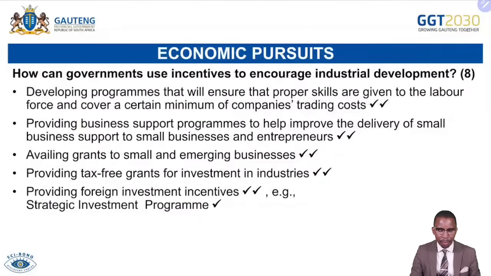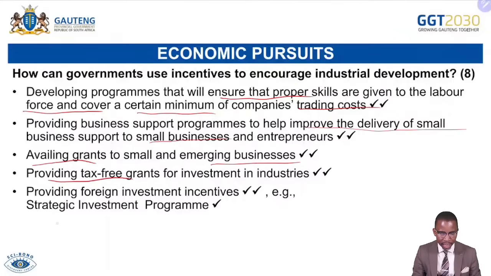And then how can the government use incentives to encourage industrial development? Remember those 8 incentives we spoke about back then. A skills development program that will ensure that proper skills are given to the labor force and cover a certain minimum of companies' training cost. And then providing a business support program to help improve delivery of support to small businesses and enterprises, availing grants to small and emerging businesses, providing tax-free grants to investment and industries, providing foreign investment incentives, and a strategic investment program.